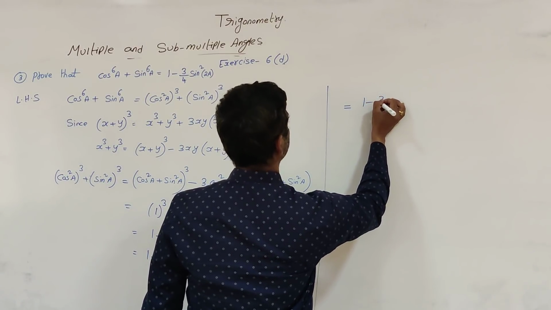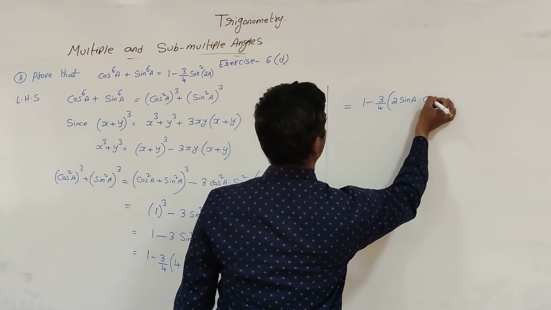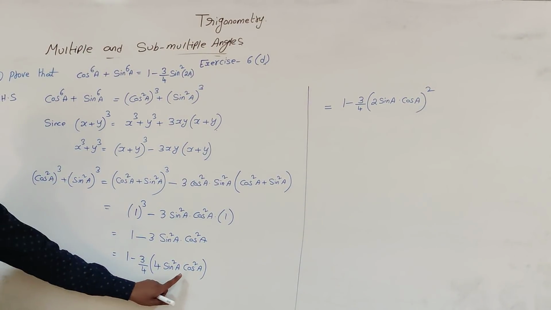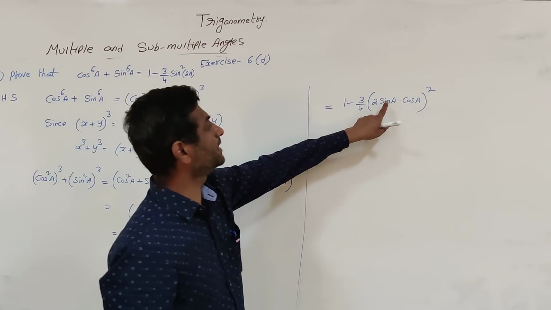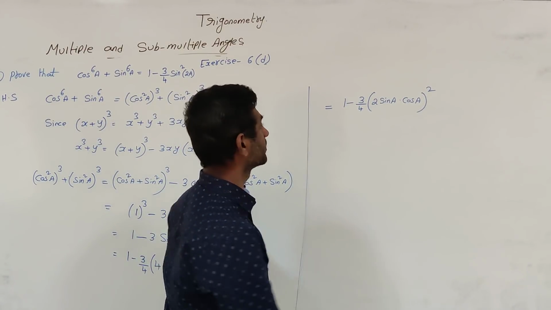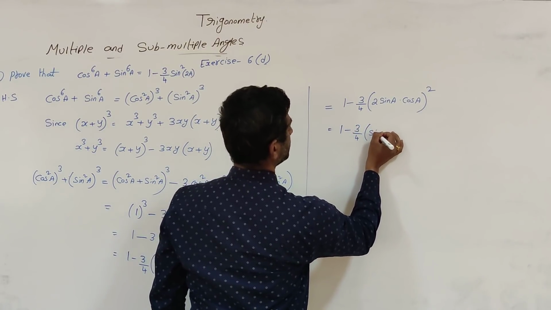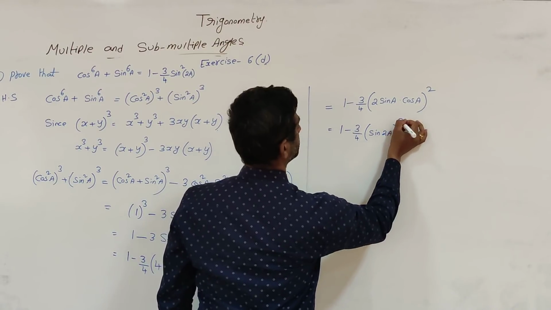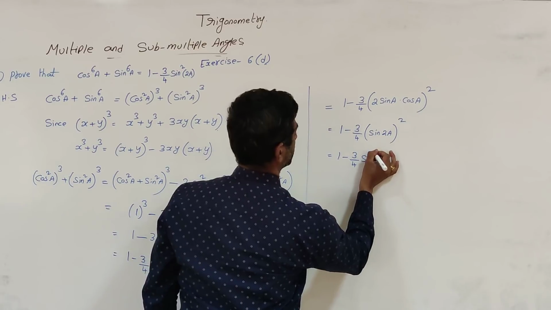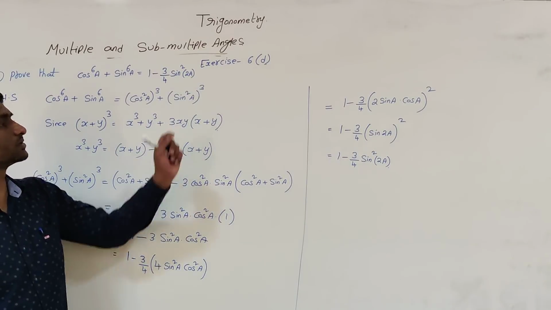1 minus 3 by 4 times 2 sin a into cos a whole square. Then it gives 4 sin square a cos square a. But what is 2 sin a cos a? As the double angle, it gives sin 2a. So it will be 1 minus 3 by 4 sin 2a whole square, that gives 1 minus 3 by 4 sin square of 2a. So that is the result of RHS. Next problem.